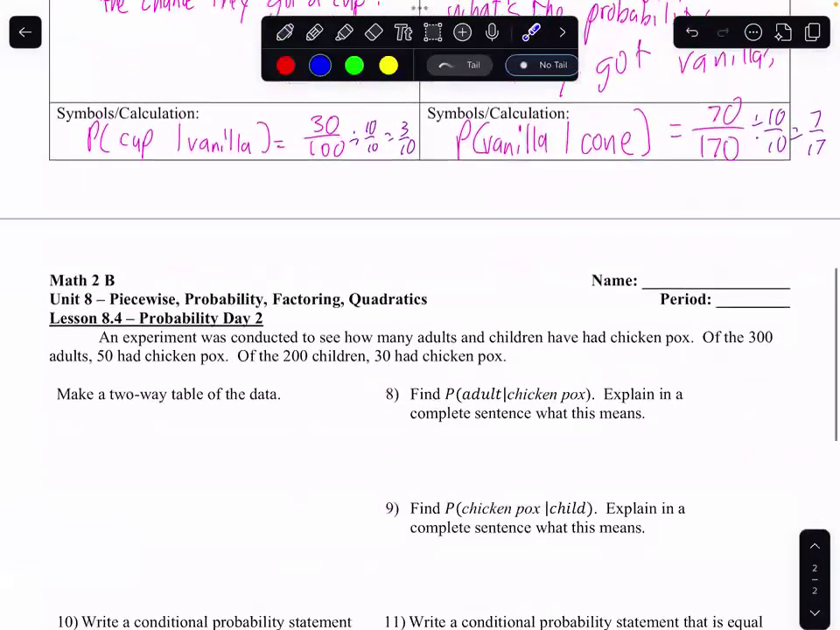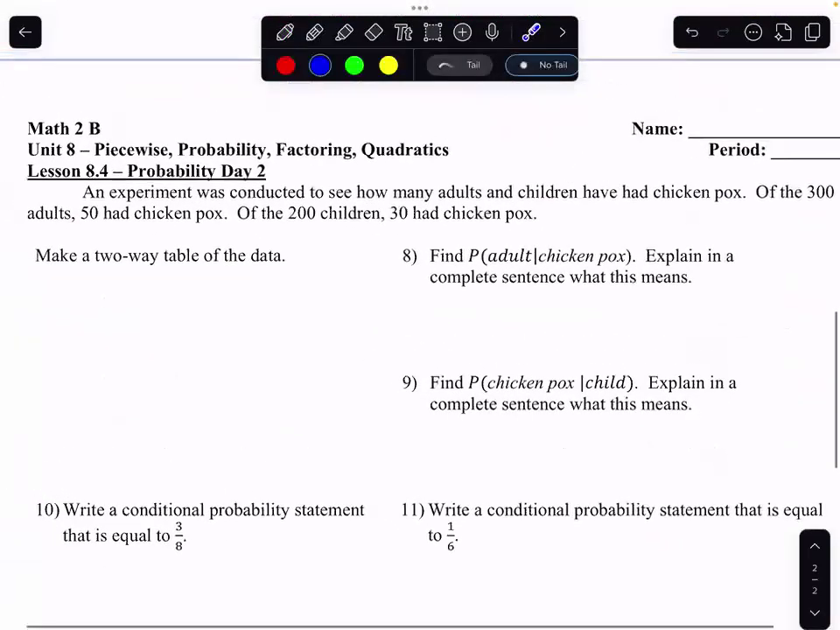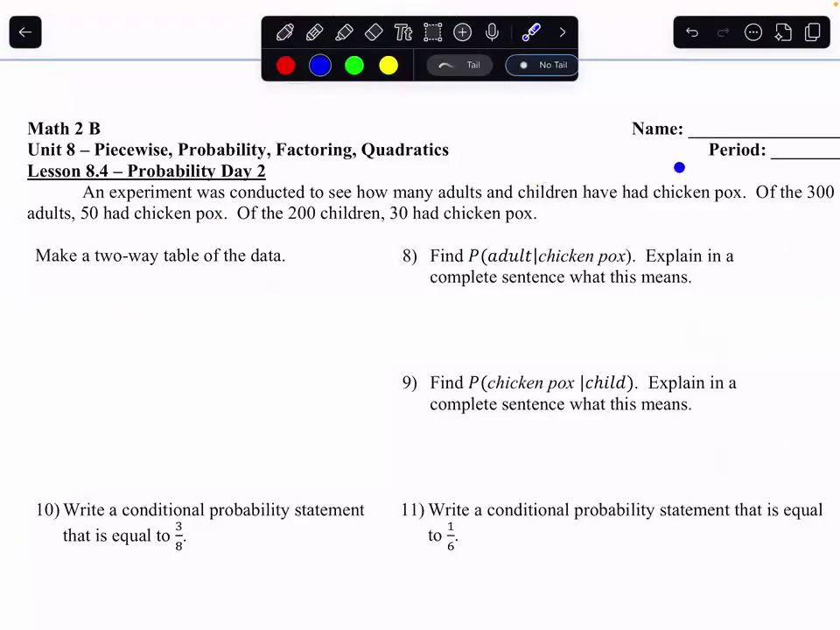Okay, so moving on to the back then. Here's another situation. The experiment was testing how many adults and children had chickenpox. Of the 300 adults, 50 had chickenpox. Of the 200 children, 30 had chickenpox. So the two ways we're classifying the people are by age, whether they're adults or children, and then whether they have had chickenpox, yes, or no, they have not.